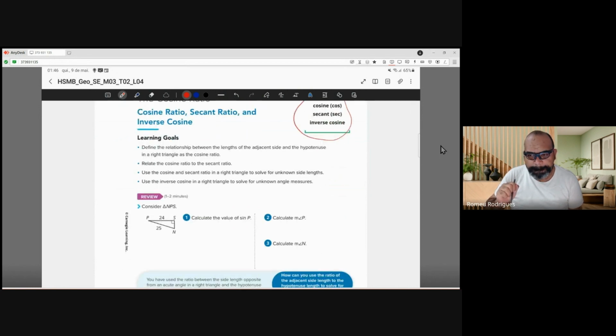Pause the video now. Great. I hope you solved this. The answer you'll find here for the sine for this first one will be 0.28. Answer key for the second one: calculate the angle P, which it is looking for, is about 16 degrees. And the second one, angle N, will be 73 degrees. Okay, about 73.74, 74 degrees for real, to be more precise.